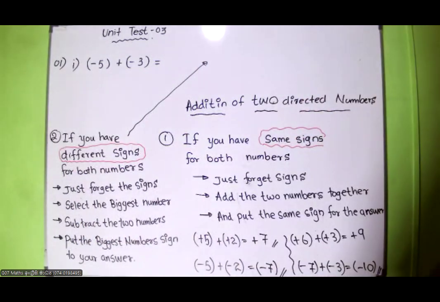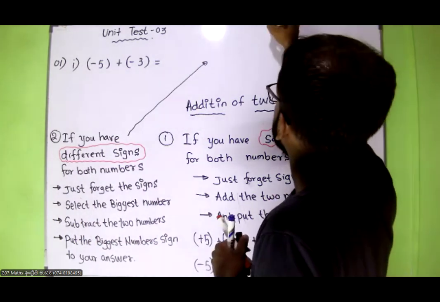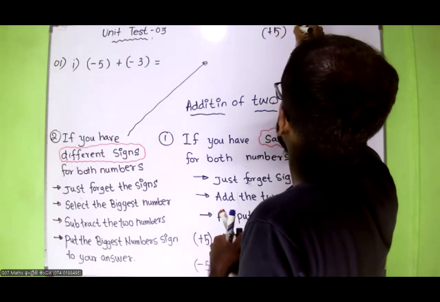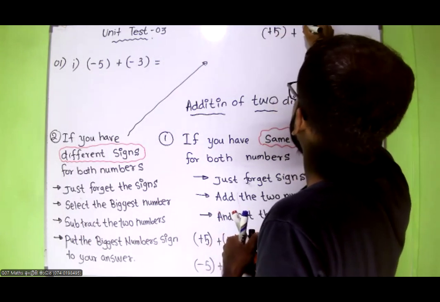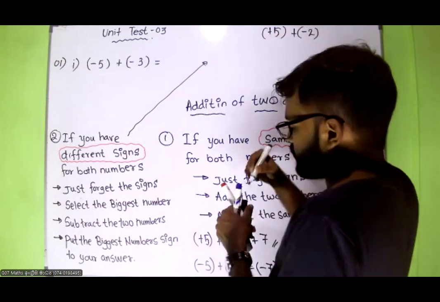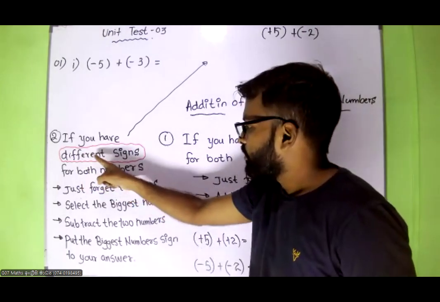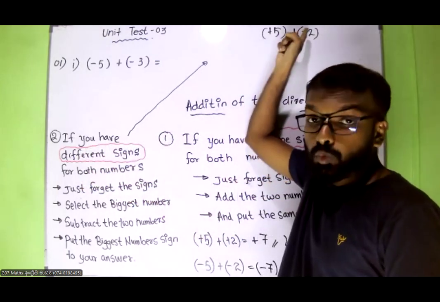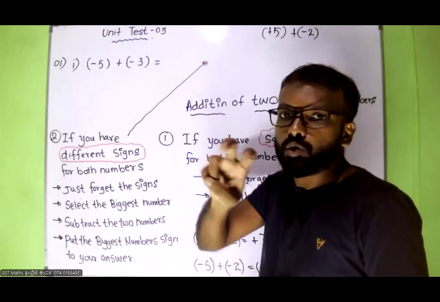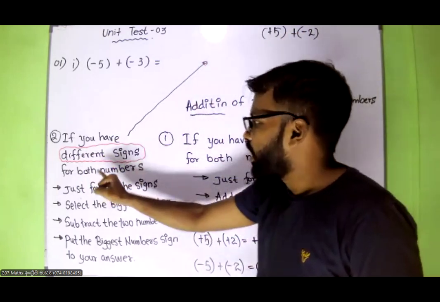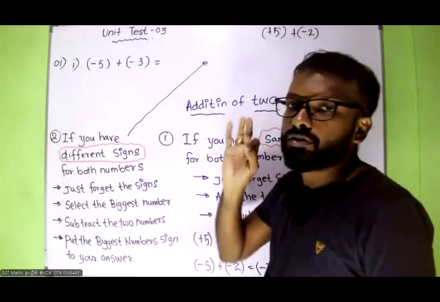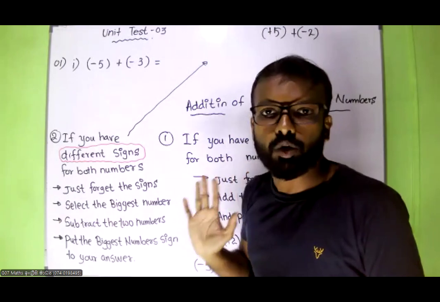Right. So I will write it here. Plus 5 plus negative 2. First of all, you need to check the signs of both numbers. Positive and negative. Positive 5 and negative 2. Two different signs. Then just forget the signs of the numbers. Now you have 5 and 2.